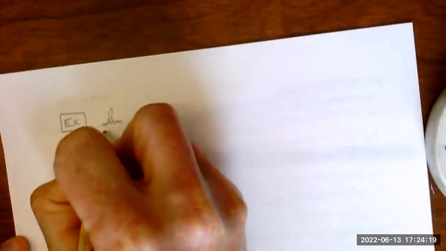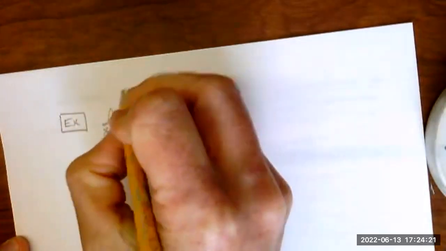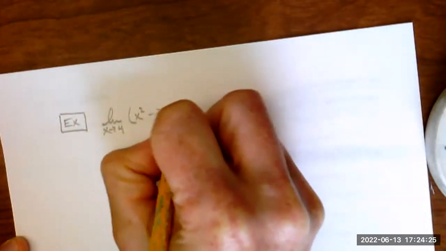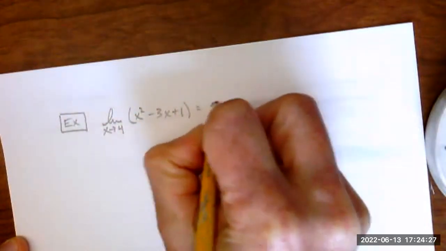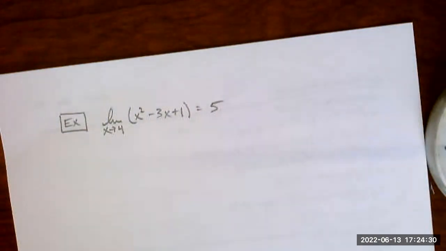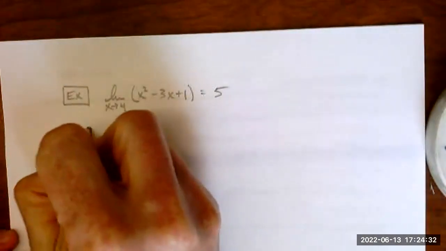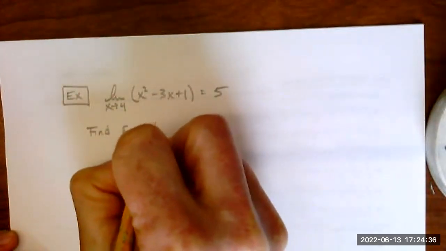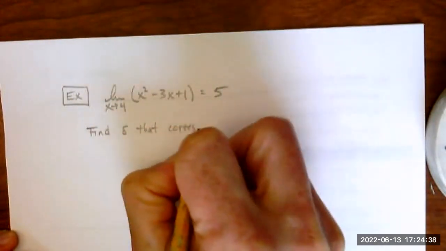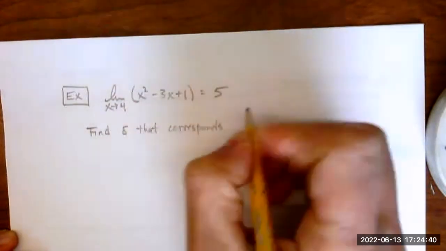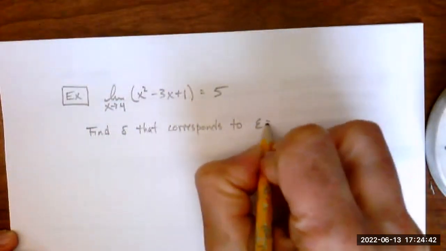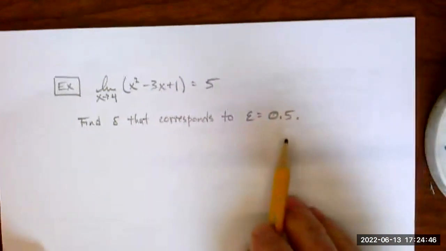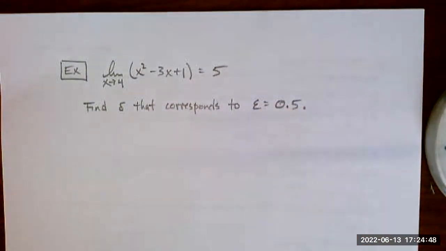The limit as x approaches 4 of x squared minus 3x plus 1 equals 5. And the question was, find delta that corresponds to epsilon equals 0.5. I might think, wow, 0.5, that's kind of big for an epsilon.